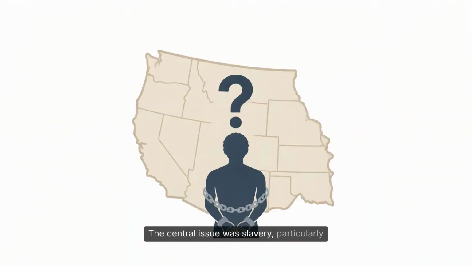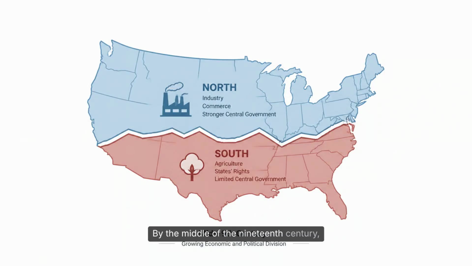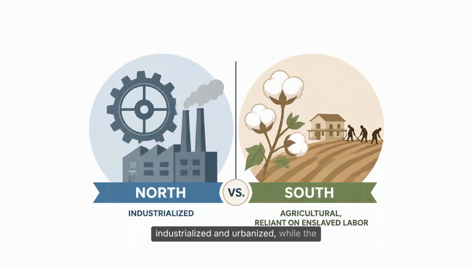The central issue was slavery, particularly the question of whether it would expand into the Western territories. By the middle of the 19th century, the American economy and political system had become increasingly divided between the northern and southern states. The northern states were becoming more industrialized and urbanized, while the southern economy remained largely agricultural and relied heavily on enslaved labor, especially in cotton production.